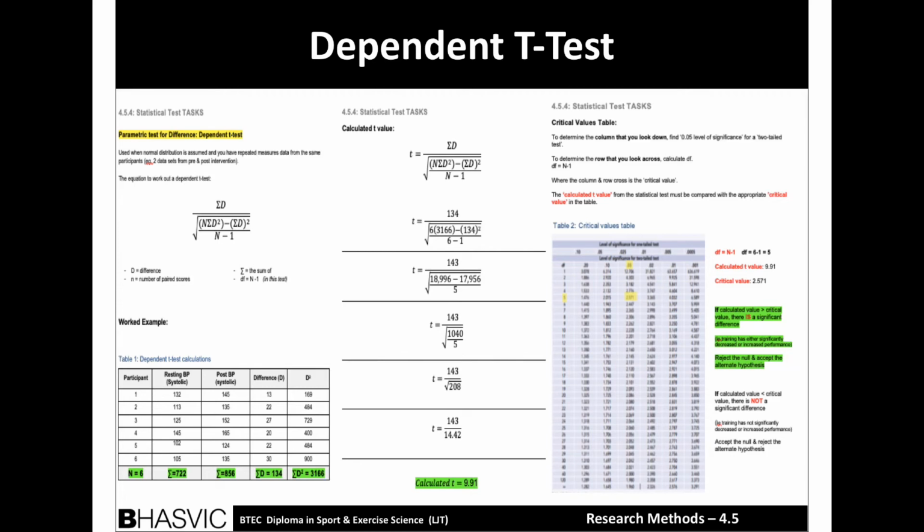To be able to complete this equation, you need the difference in the participants' scores all added up, the difference in the participants' scores squared, the number of participants minus 1, and the pre- and post scores.